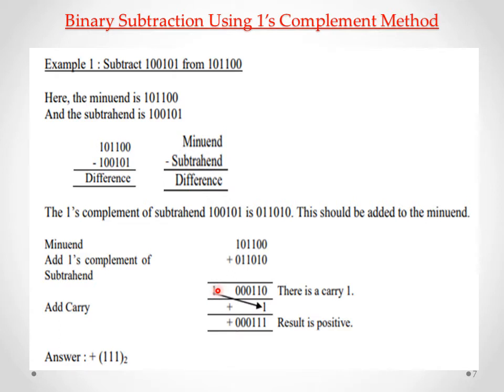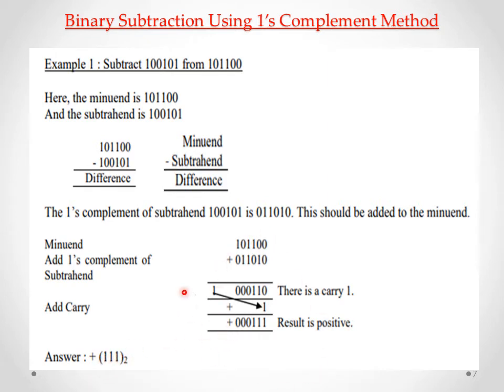Based on the procedure, here carry is present. So we are adding the carry with the LSB position. So the answer is 1 1 1. Now the result is positive. So this is the answer, 1 1 1 in binary.